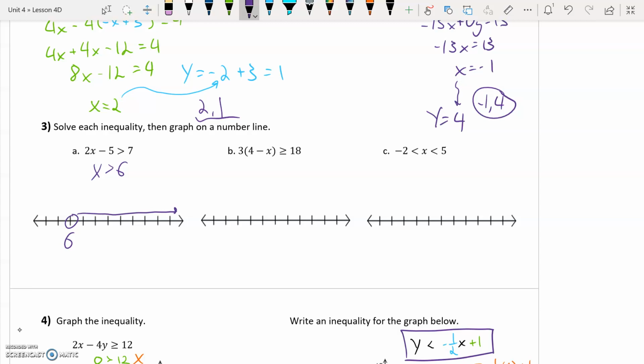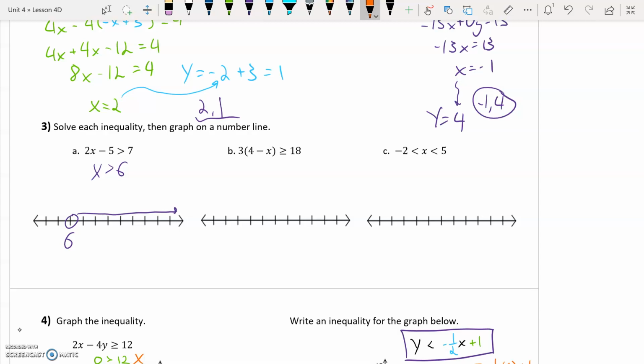If I put 6 into that inequality, I would get 7 is greater than 7. That's not true. But if I put a number that's greater than 6, let's say I put 10 into that inequality, I would have 20 minus 5, which is 15, is greater than 7. 15 is greater than 7, so it makes it true. If I picked a number that was less than 6, like 0, I would have negative 5 is greater than 7 if I substitute in 0 for x. And negative 5 is not greater than 7, so that's not true. So this is how we represent the values of x that make that inequality true.